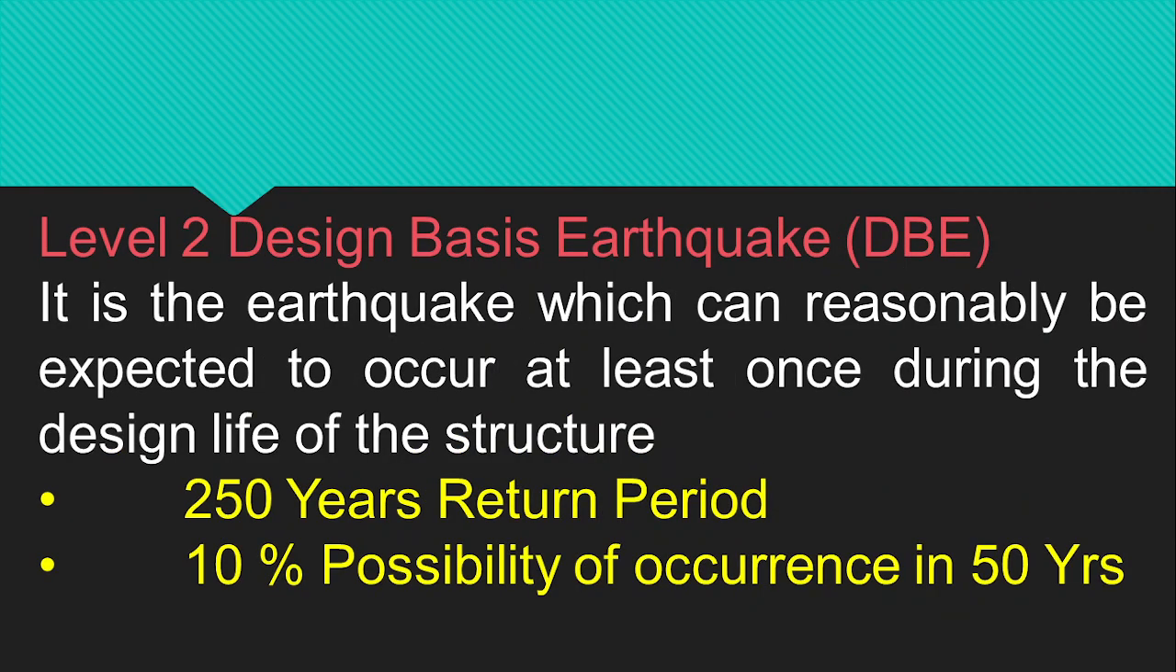Second level of earthquake resistant design is the design basis earthquake, that is DBE, and it is the earthquake which can reasonably be expected to occur at least once during the design life of the structure. If the life of the structure is supposed to be 50 years, then within that particular 50 years of time, there is a 10% possibility that this DBE earthquake will happen.